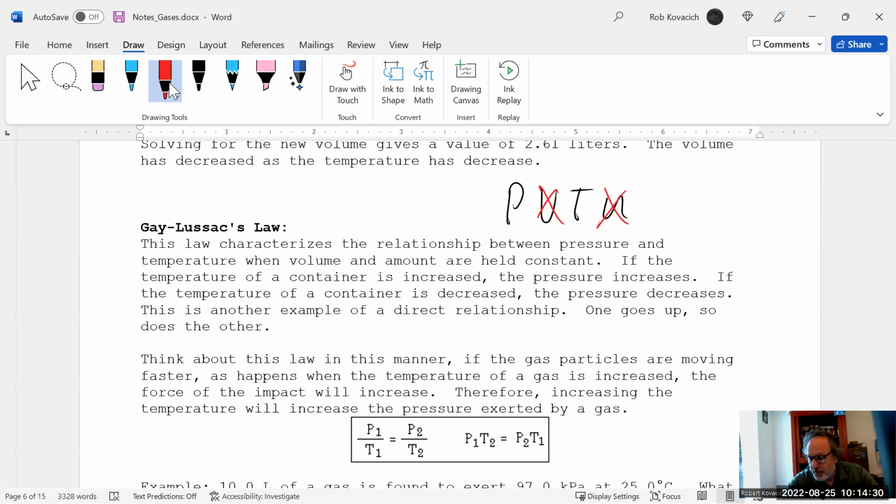The temp goes up, the particles inside the container move faster. They start hitting the inside of the walls of the container harder. So the pressure is going to go up. You might have seen videos of people throwing aerosol cans into wood stoves. I've shown that in class before.